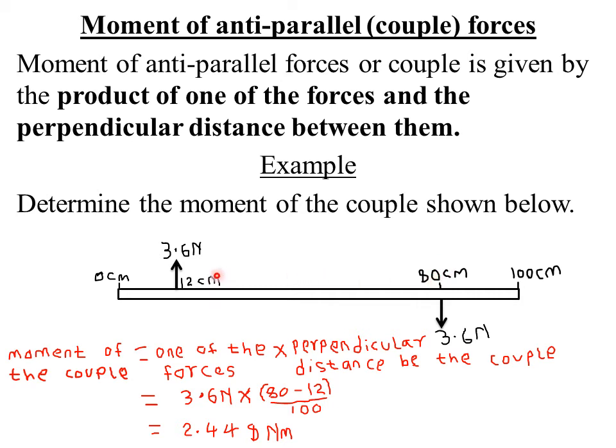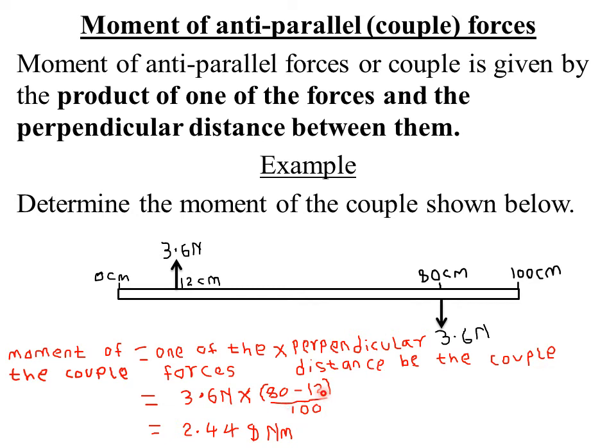So the perpendicular distance between the two couple forces will simply be 80 centimeters minus 12 centimeters, because we want this distance between these two couple forces. So it will be 80 minus 12 centimeters. But because it is in centimeters, and we did say that moment has to be in Newton meters, therefore we convert the length into meters. So 80 minus 12 divided by 100, because 100 centimeters is equal to 1 meter.